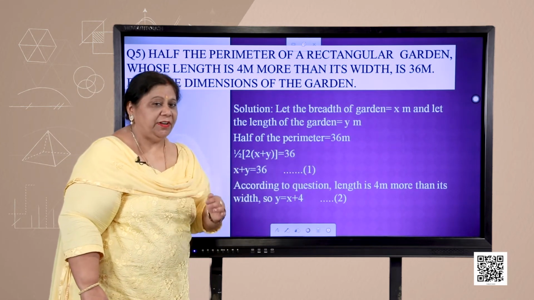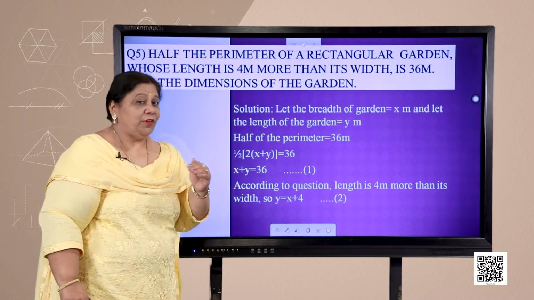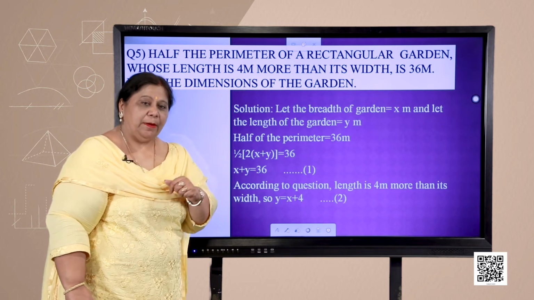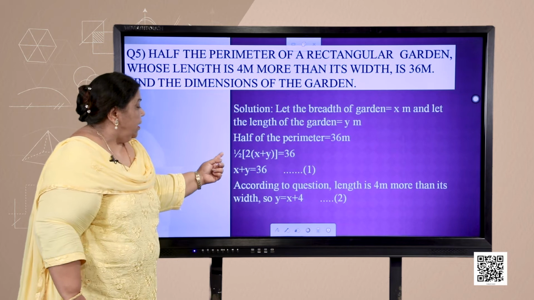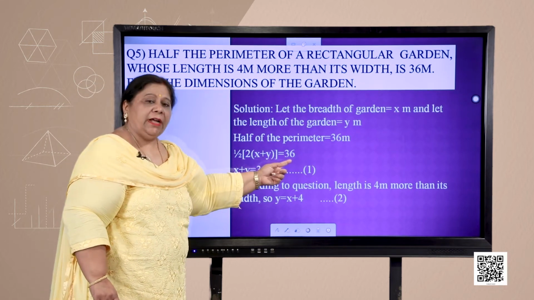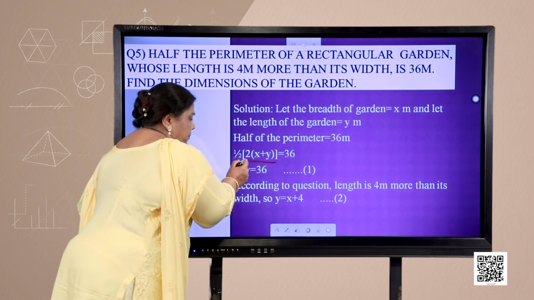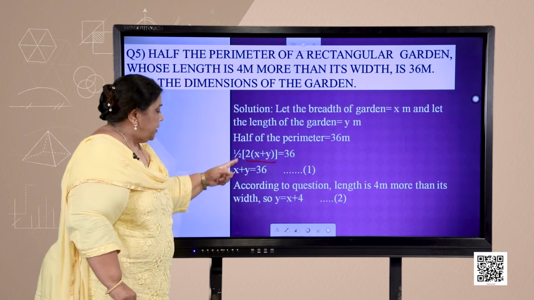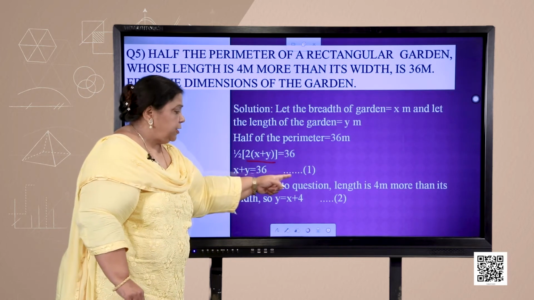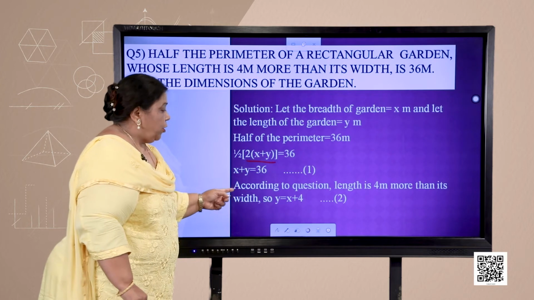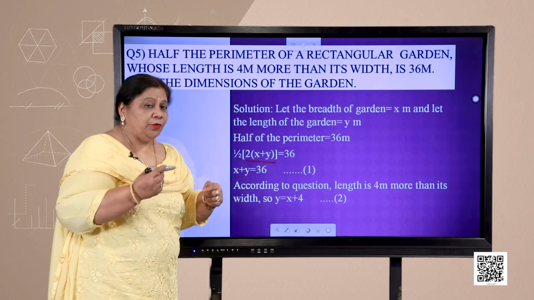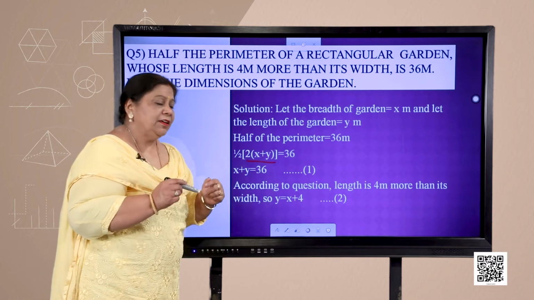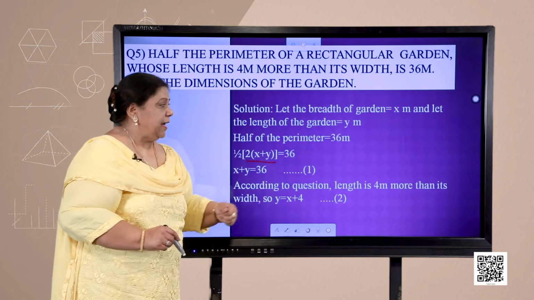First, we note down what is given in the question. Then I know the formula for calculating the perimeter of a rectangular garden. It is 2 into L plus B. Using that formula, half of 2 into L plus B is equal to 36. This is the formula for perimeter. 2 into L plus B is 2 into x plus y in this case. So, I get x plus y is equal to 36. This becomes our first equation, and according to the question, length is 4 meters more than the width. So, y is equal to x plus 4. This becomes our second equation.